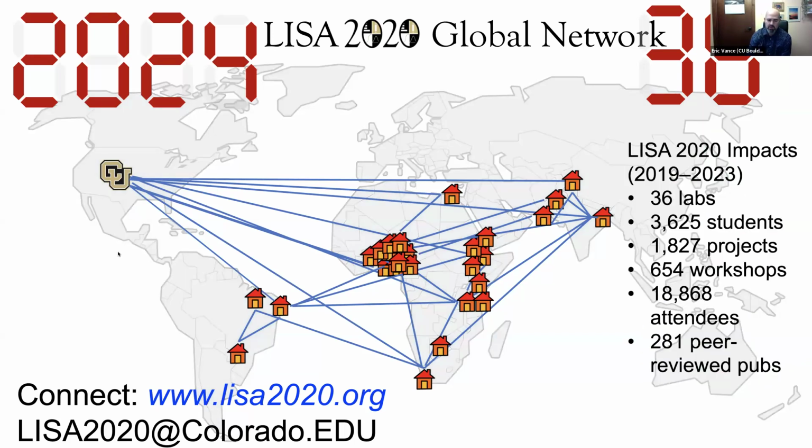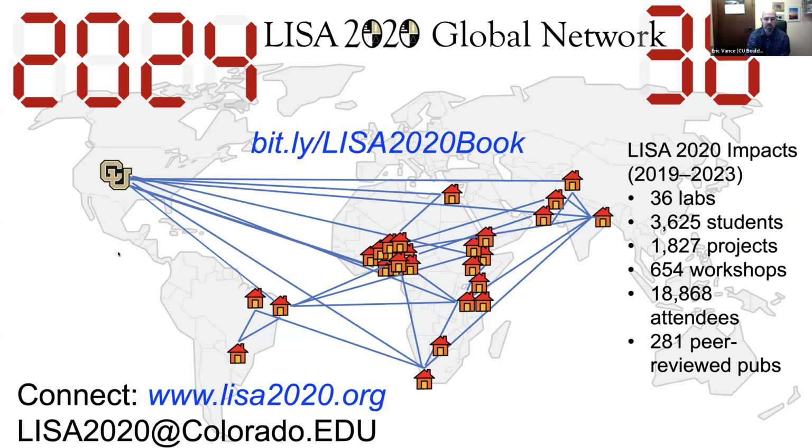And along with this map are some of the metrics. From 36 labs, we had over 3,600 students who were trained in these labs. They worked on almost 2,000 projects, 654 workshops to almost 20,000 attendees, and many, many peer-reviewed publications came out of the research that was generated by the stat labs.